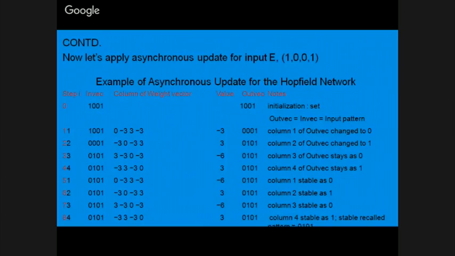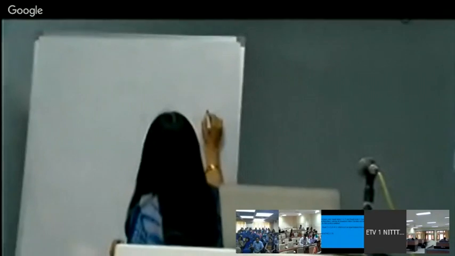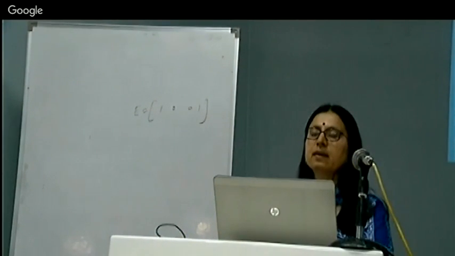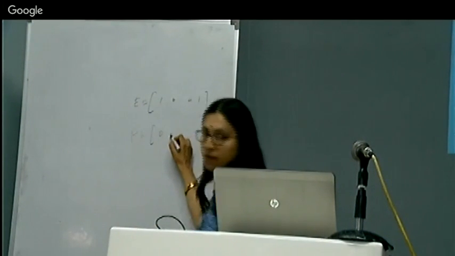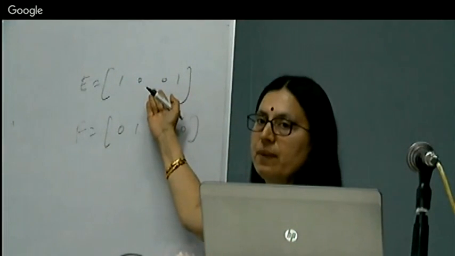Now, if we followed the earlier method where we were changing the output synchronously, then look at what will happen. If we take E as an input vector, 1, 0, 0, 1, and we take the weight matrix and synchronously determine the output vector, then the output vector will come out to be 0, 1, 1, 0. Now this output vector becomes the input vector. So when this becomes the input vector, the output vector will be E.